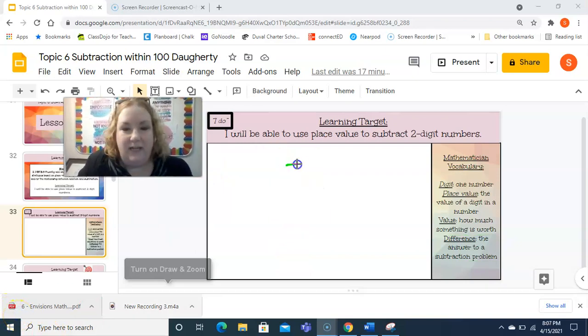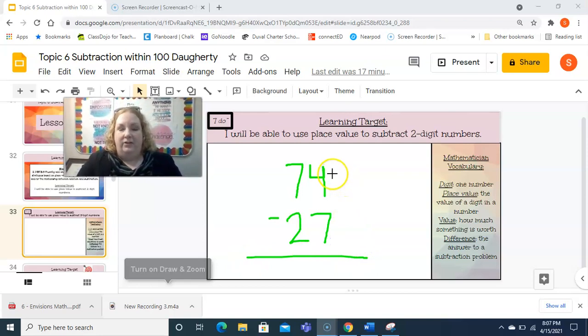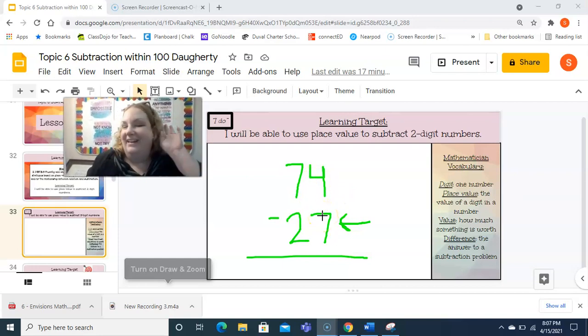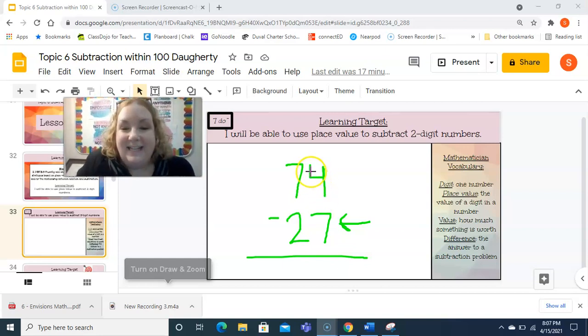We'll take a look at 74 minus 27. Now we know that when the value on the top is more, we don't have to do anything. We can go ahead and subtract. However, when there's more down here on the floor, we have to, let me hear it, go next door and get 10 more. So let's do that.